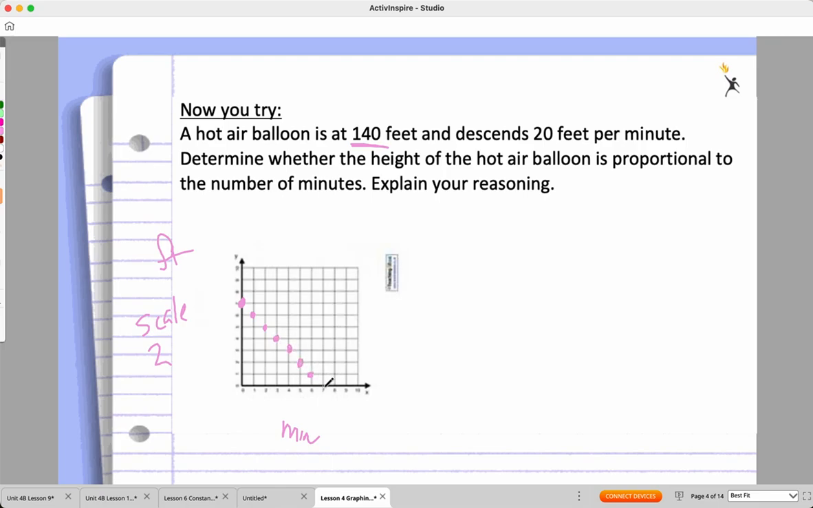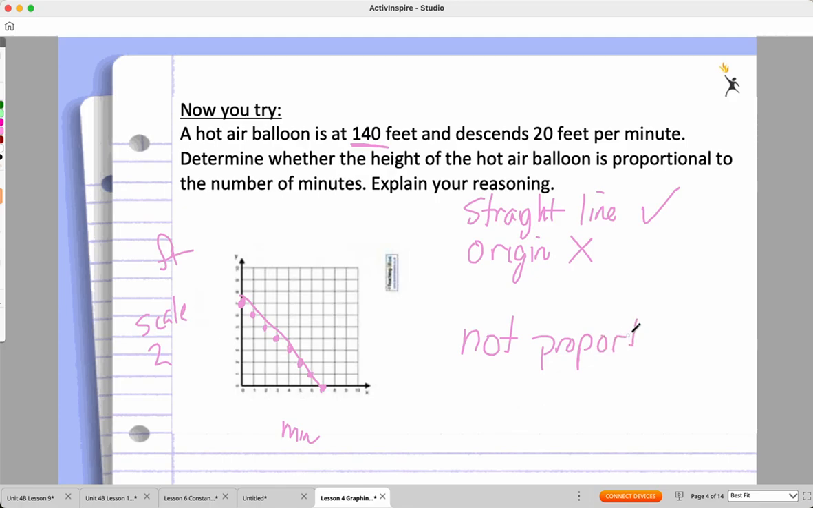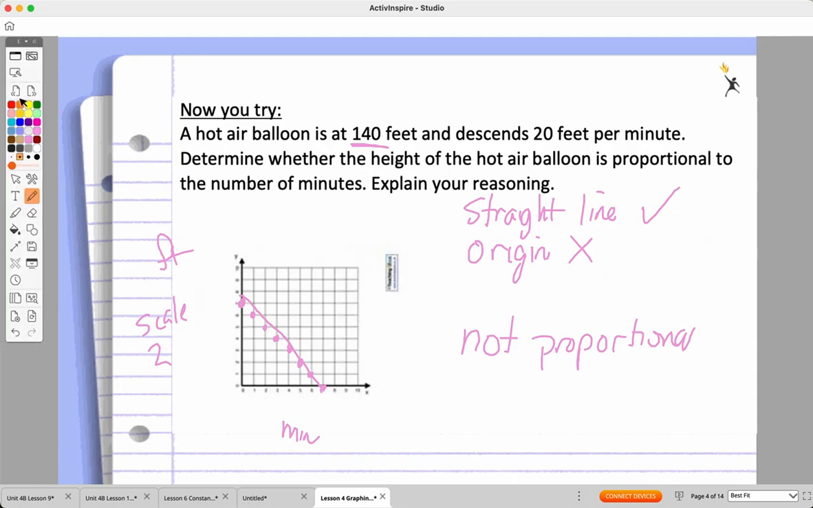Now the question we ask ourselves: at 7 it's at 0, does it go through the origin? It does make a straight line, right? So we can agree that this is a straight line. It's a constant rate of change. It is dropping 20 feet per minute. But it does not begin at the origin. So you're going to say, no, this one is not proportional. And really what that means is it starts at something other than 0. So it starts at something other than 0, 0.